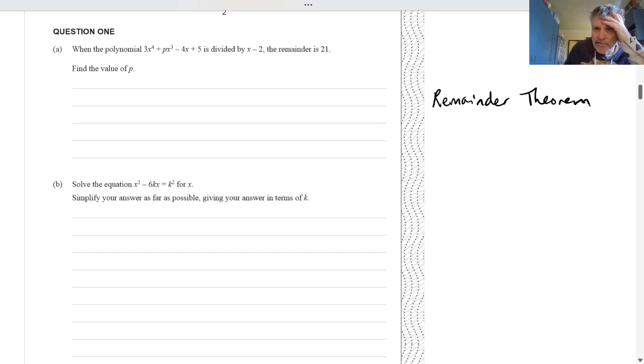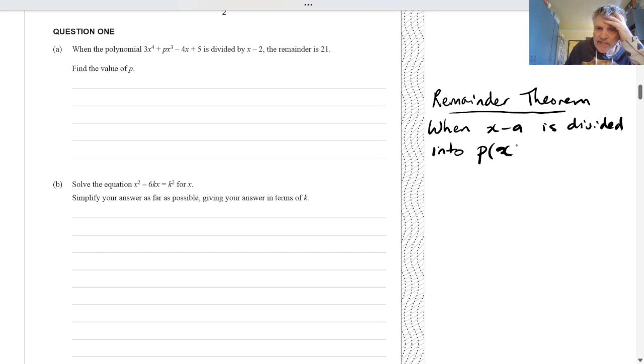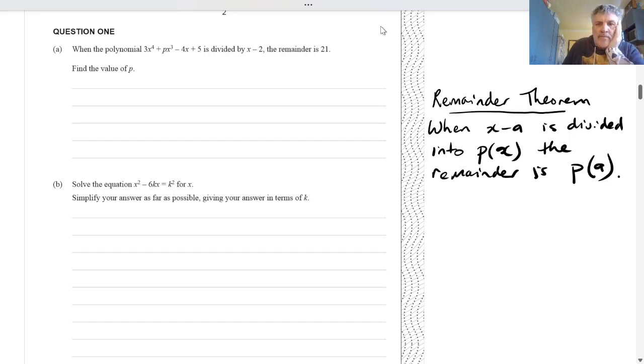And the remainder theorem says that when x minus a is divided into a polynomial p of x, the remainder is the polynomial p evaluated at a. So what that means is we've got a equal to 2, and we just have to put x equal to a, which is equal to 2, into this polynomial, and we'll find the remainder.